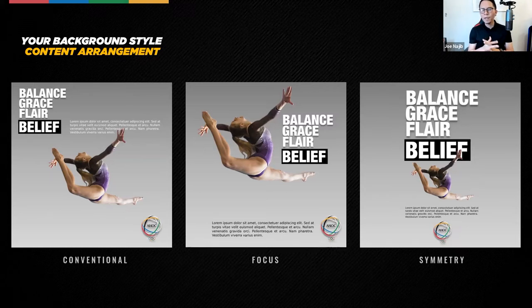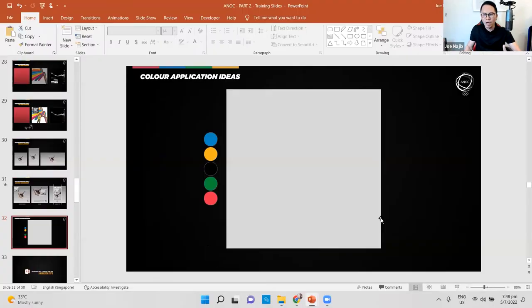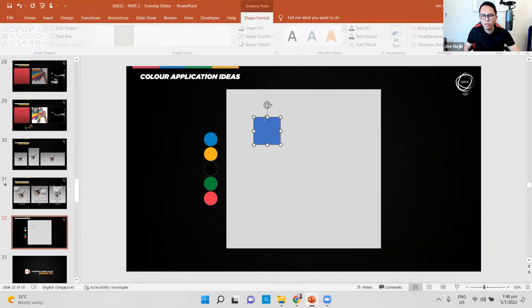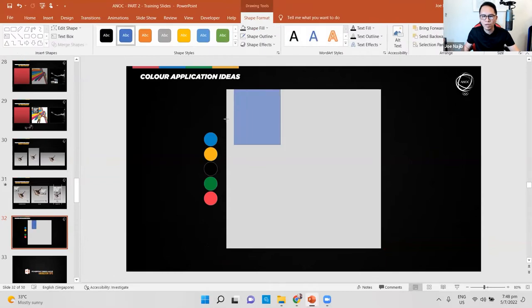Another thing is about application ideas, the colors, because let's face it, the Olympic colors are extremely bright. So to use all the five colors excessively may be a little bit overwhelming in terms of visual. So I do not recommend that we create multiple boxes or shapes featuring all the five colors as our design base.